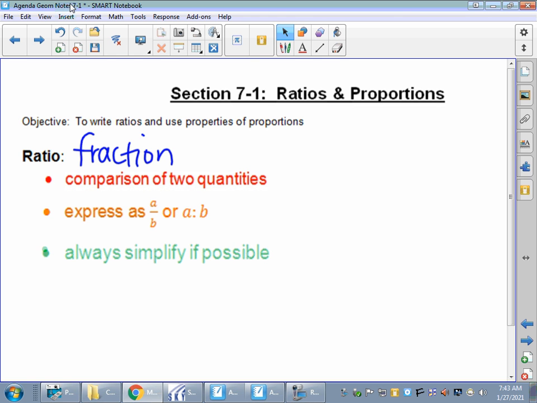And last but not least, I would be remiss if I did not tell you, you must simplify. You can leave it improper, but you must simplify. You cannot have any common factors. So let's do a couple quick examples.